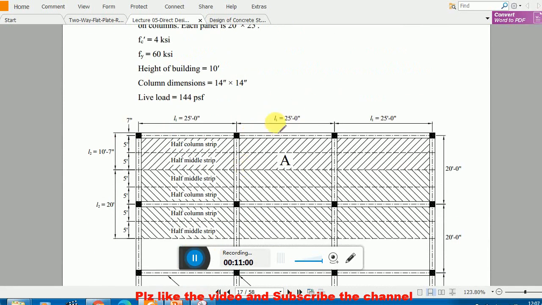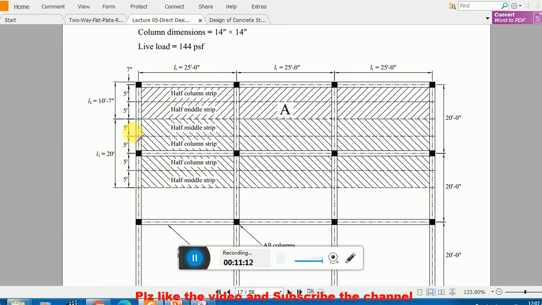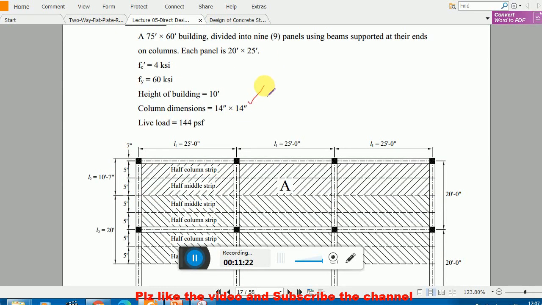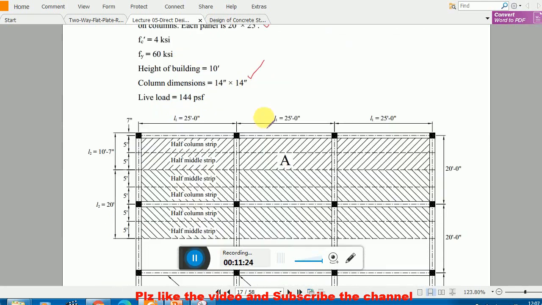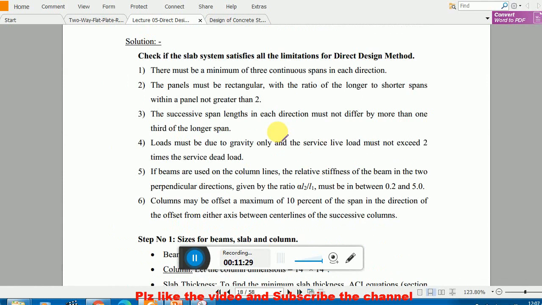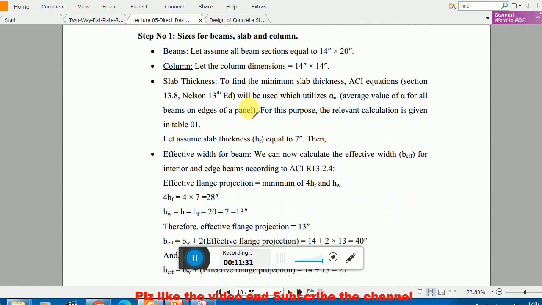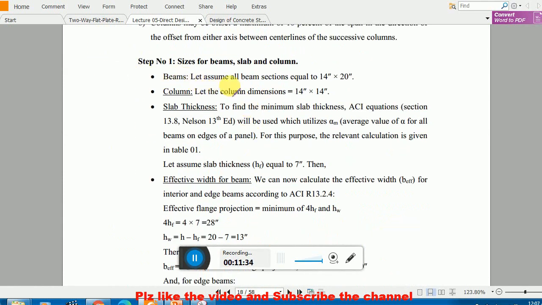See, we have the same example. We have the same 20 feet span. We have the same half column strip, half middle strip. You already know this. And we have to choose this interior frame and similar exterior frame in this direction, interior frame and exterior frame in north south direction. We have the same 14 by 14 inch column, same panels, and height of the building, 144 PSF is the loading. You have to check your limitations, and now we start our design.